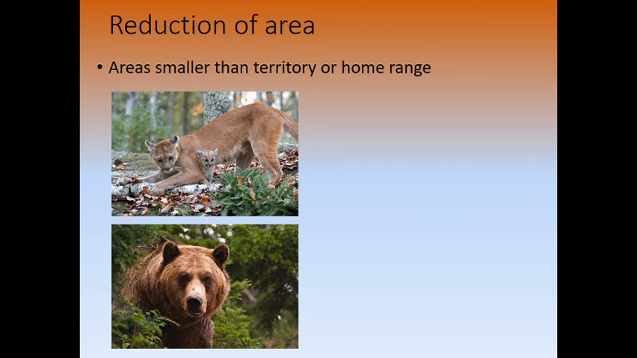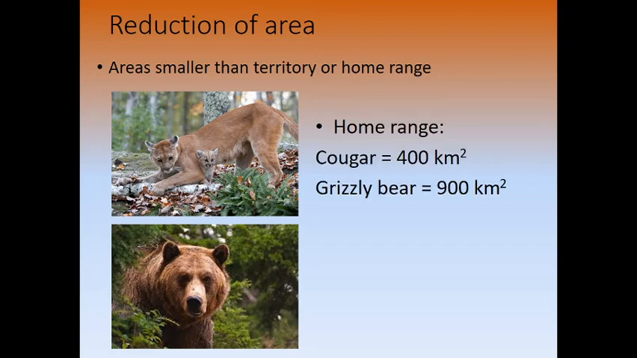Now, when we think about reduction of area, if the area that's left over is smaller than the territory or home range of an animal, that animal is not going to be able to survive there. So think about cougars, right? Mountain lions, you might call them. They require 400 square kilometers. That's just one of them, right? One cougar requires 400 square kilometers. One grizzly bear requires 900 square kilometers. That's just one, right? So you need to have a sustainable population, you need more than that.